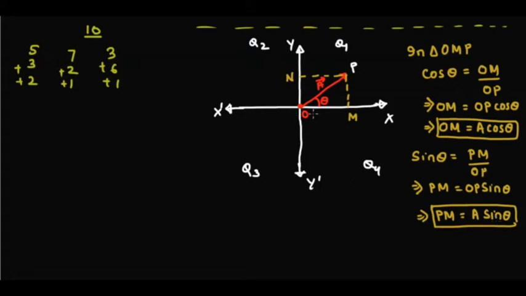Now look at the diagram carefully. PM and ON, they are opposite sides. So I can say that ON is equal to PM and the length is A sin theta. Is that clear? Okay. Now if I give an arrow mark like this, then OM will be a vector whose magnitude is OM, means A cos theta, and this OM vector is directed along the positive x-axis.